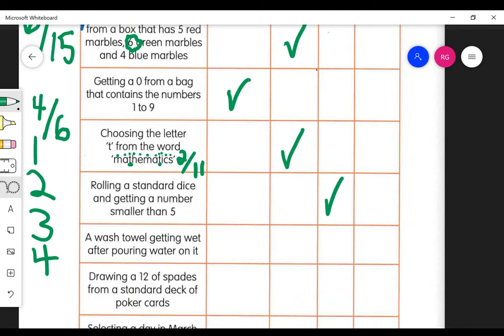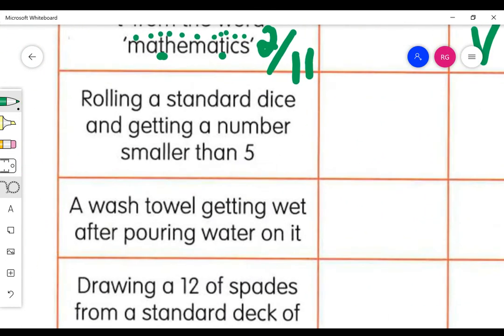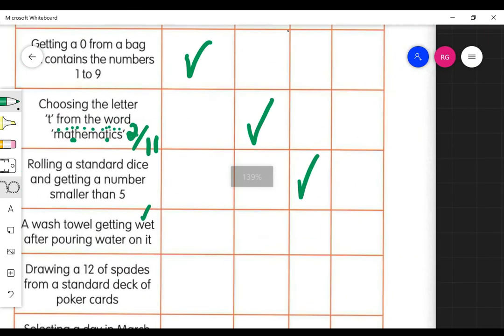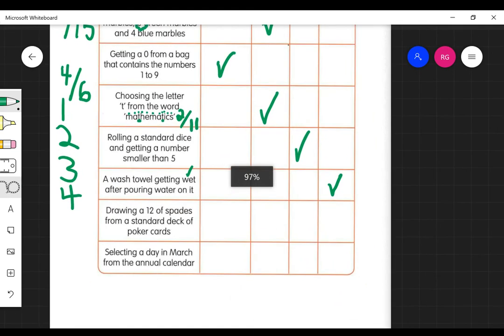The next one says, a wash towel getting wet after pouring water on it. Okay, so this is a funny one. A wash towel that has gotten wet after pouring water on it. Okay, so if you visualize this, you're holding a wash towel, you pour water on it, it is definitely going to get wet. So you could say that it is certain or definite that the wash towel will get wet if you pour water on it.